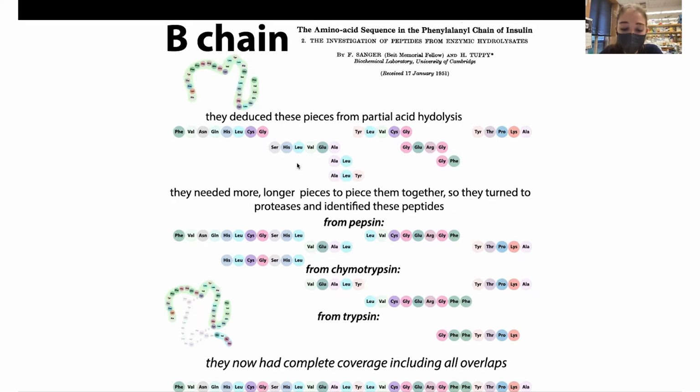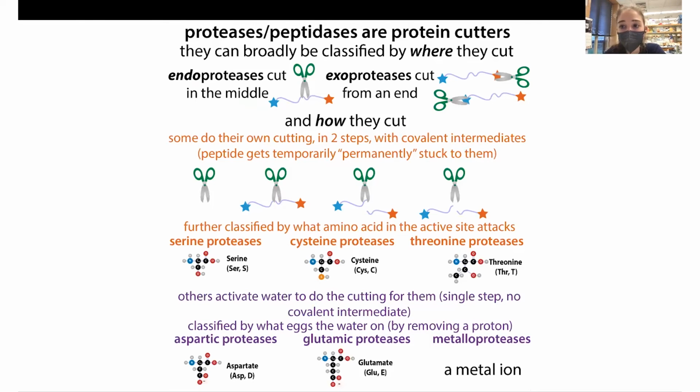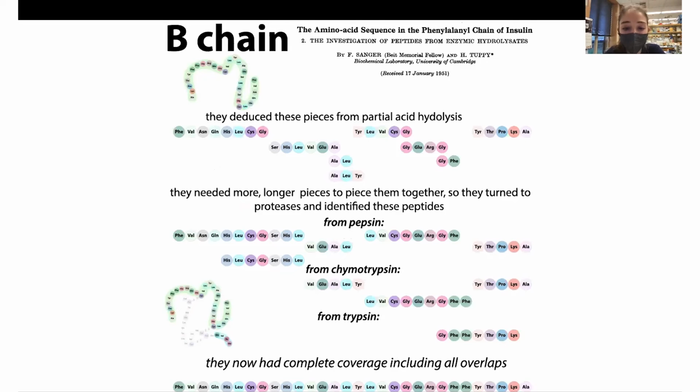So they turned to proteases. Proteases are like peptide or protein scissors. Some of them are really specific, some not so specific, but they all have various preferences about what they prefer to cut next to. Since they have slightly different preferences, you can use a combination of proteases in order to get different cut sites and different fragments. So you can see that pepsin, chymotrypsin, and trypsin are just different proteases, and they give different pieces. And so with the peptide cleavage, they were able to identify the pieces, and then put it all together and get the full coverage.